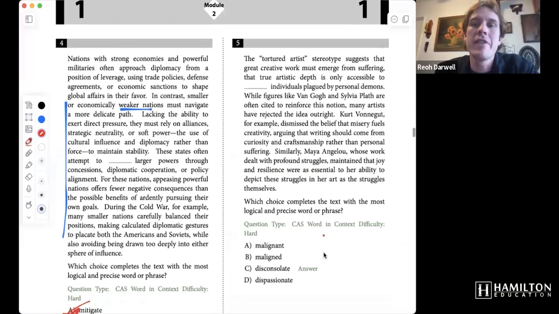All right, five is a good example of a time when we kind of break down the 90-10 rule and just knowing our words is important. So what does this all say, right? It says that the tortured artist stereotype suggests creative work must emerge from suffering, right? And is only accessible to those plagued by personal demons, right?